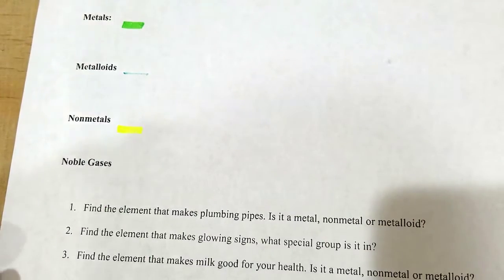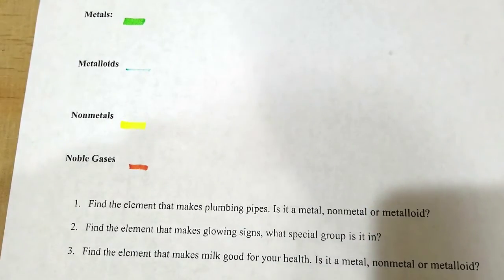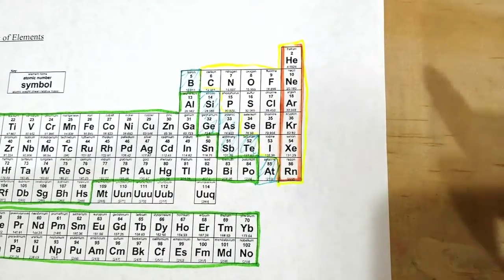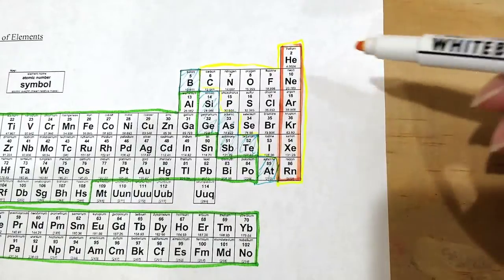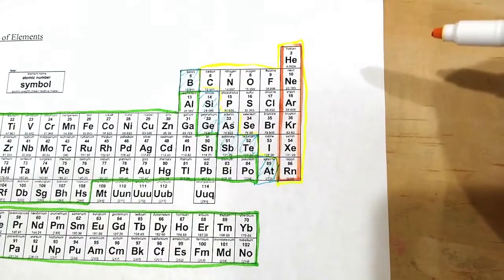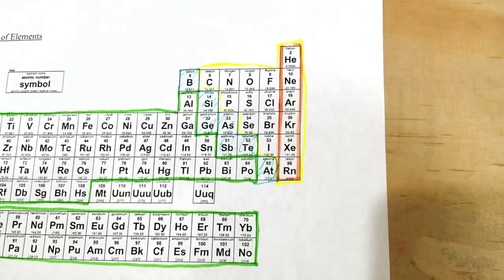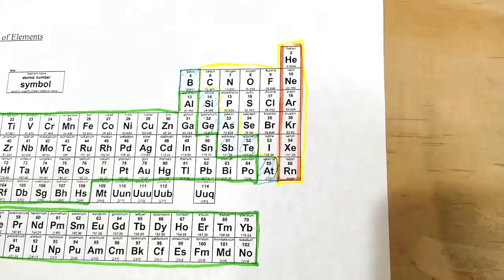And then within the non-metals are the noble gases. The noble gas group is the easiest to spot. They are the very last column on the right side of the periodic table, and they are also found inside the non-metals group. Later on, we'll learn about them and see their special properties, which makes them very noble gas-like.